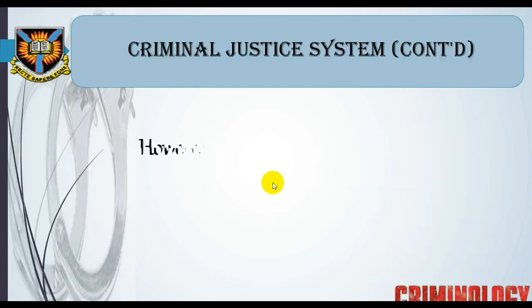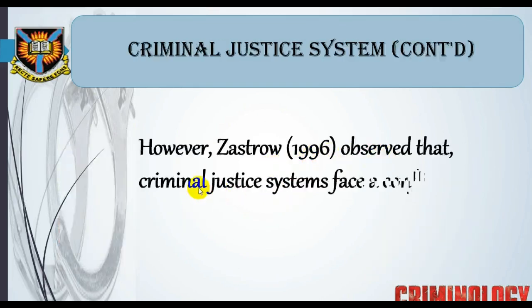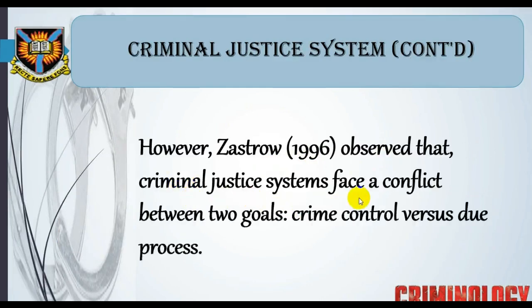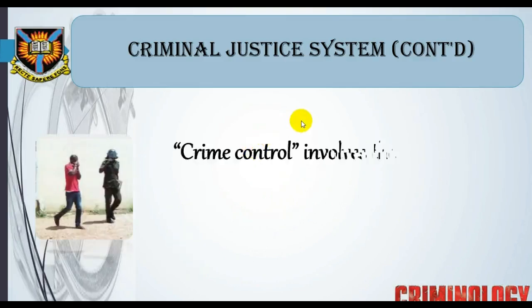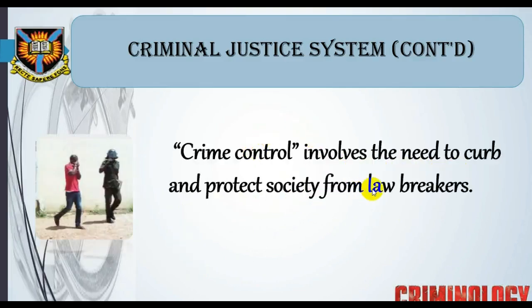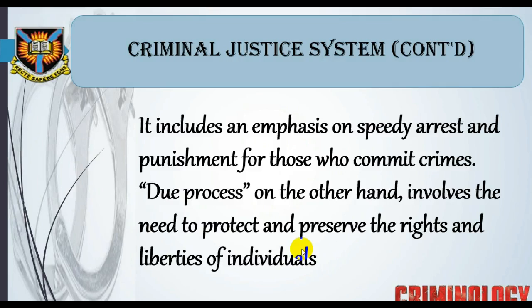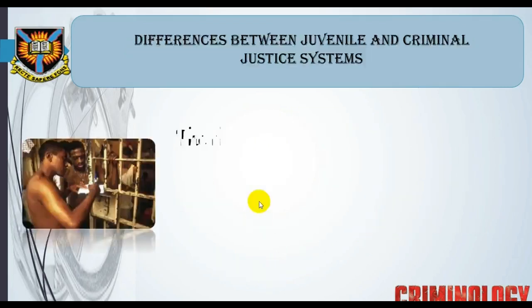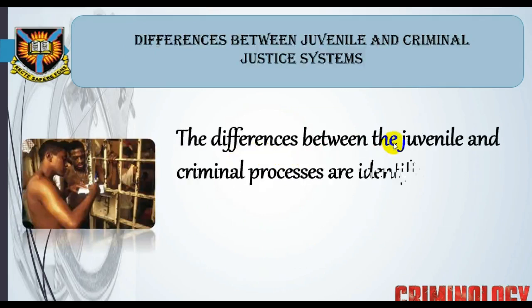However, Zastrow, 1996, observed that criminal justice systems face a conflict between two goals: crime control versus due process. Crime control involves the need to curb and protect society from lawbreakers. It includes an emphasis on speedy arrest and punishment for those who commit crimes. Due process, on the other hand, involves the need to protect and preserve the rights and liberties of individuals. Differences between juvenile and criminal justice systems.